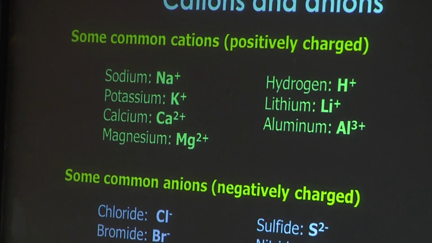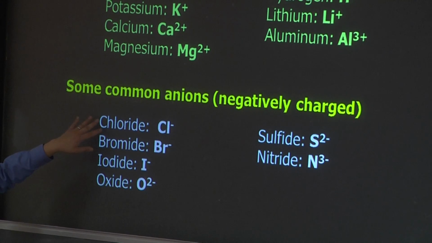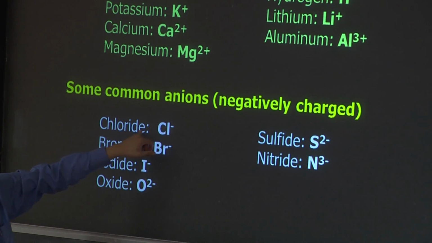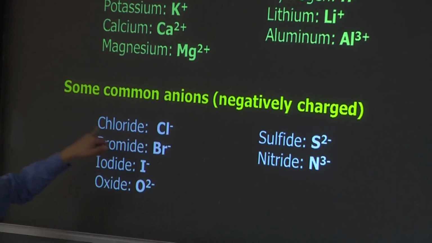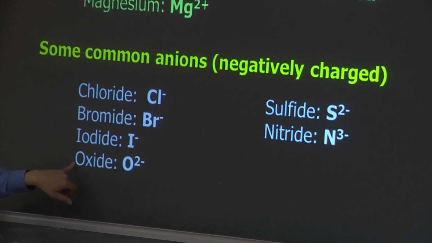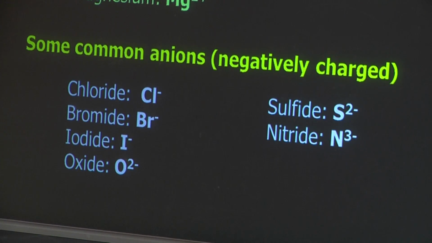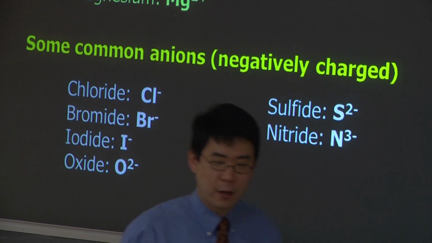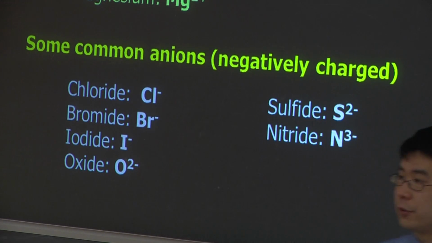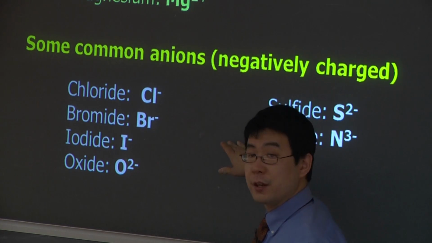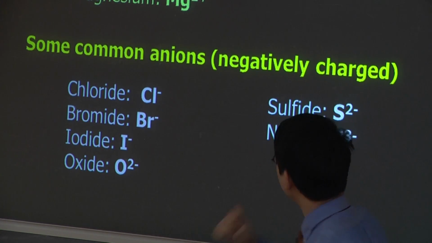Anions, on the other hand, they're negatively charged. When you name them, they drop their ending and they gain the ending ide. So chlorine forms the chloride anion. Oxygen forms the oxide anion. What can you tell me about all these elements? What kind of elements are they? They're all metals. So metals form cations. What can you tell me about these? Nonmetals. Nonmetals form anions.